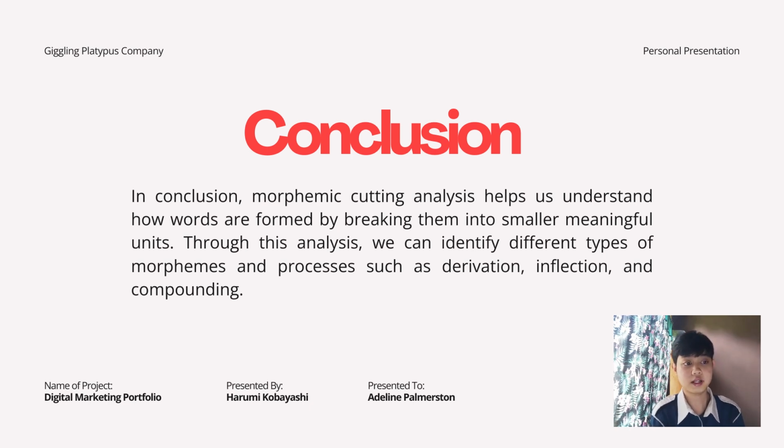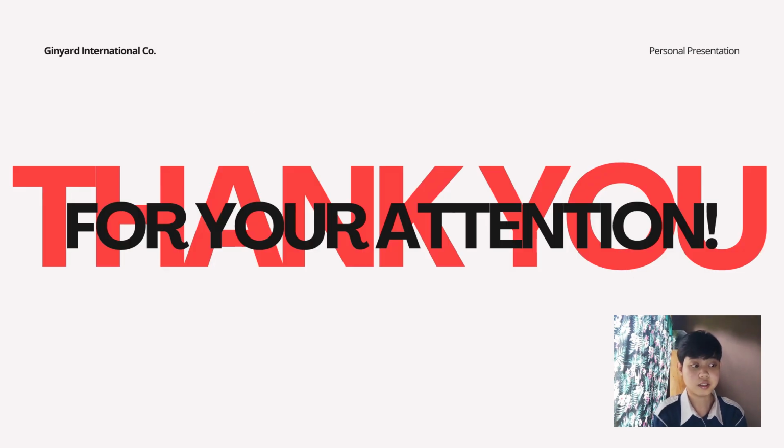And let's move to the conclusion, the last slide. In conclusion, morphemic cutting analysis helps us understand how words are formed by breaking them into smaller, meaningful units. Through this analysis, we can identify different types of morphemes and processes such as derivation, inflection, and compounding.